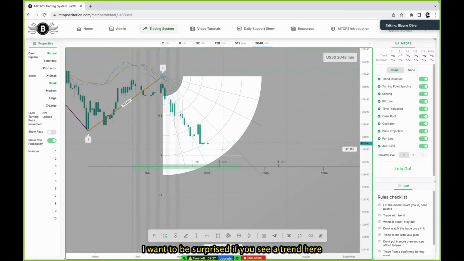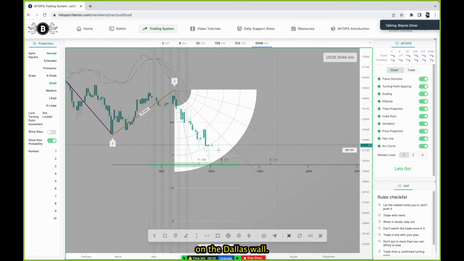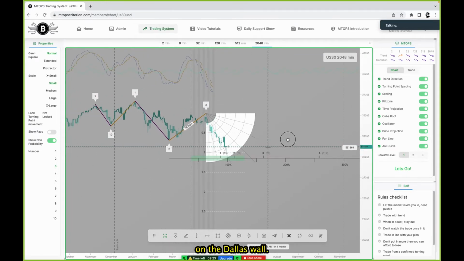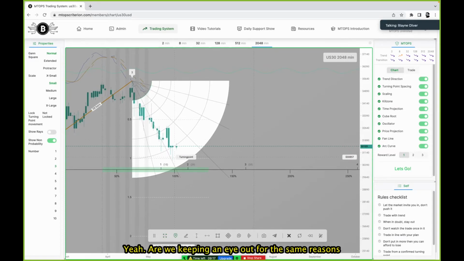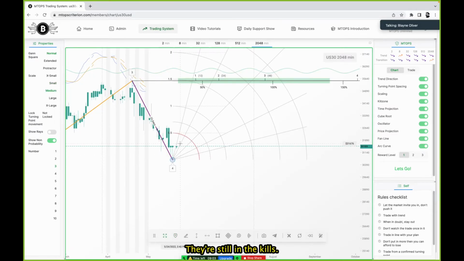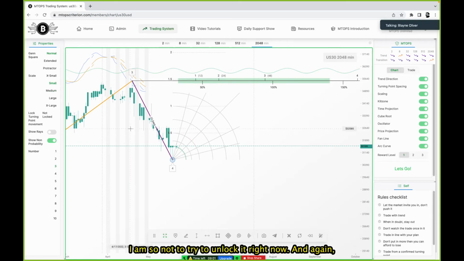I wouldn't be surprised if we see a turn here on the Dow as well. Okay, we're keeping an eye out for the same reasons we made mention to. T equals 100%, P equals 1, ARC 4. If it slides out a little bit more, that's just a dickish move. However, we do have some confluence there. Still in the kill zone, so not a tradable market right now.